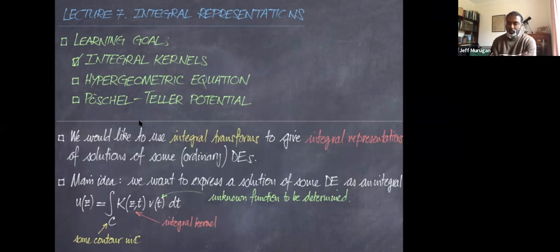And this is a useful example because we will revisit it a little later and try and solve it using another method, the method of factorization of differential operators. And I'll show you how this Purcell-Teller potential can be mapped to an almost trivial problem of a particle in a square well.